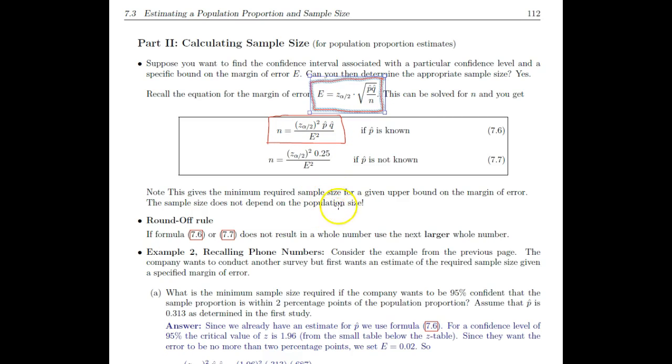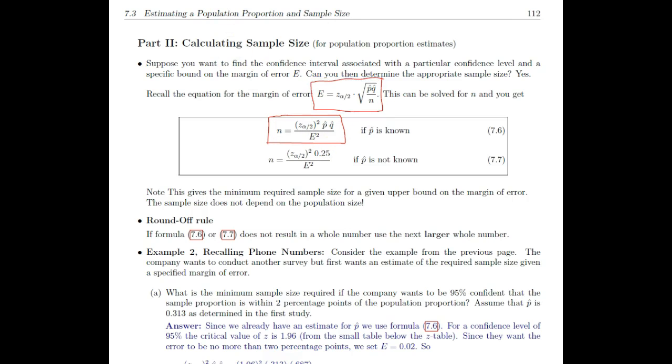But you're generally not going to know your p hat and q hat, because think about it. In order to know p hat and q hat, you would have already had to do the sample, which means you're not going to try to find your sample size. You've already done it, so you would have already had n.